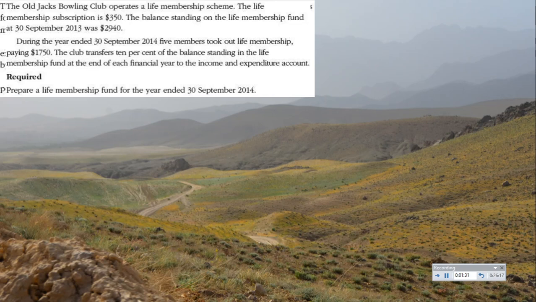The Old Jacks Bowling Club operates a life membership scheme. The life membership subscription is $350. Okay, $350 is the life membership subscription. Means if you pay $350, you are a member for life. The balance standing on the life membership fund at 30 September 2013 was 2940. So you have an opening balance. That is a credit balance. During the year ended 30 September 2014, 5 members took out life membership paying $750. The club transfers 10% of the balance standing in the life membership fund at the end of the financial year to the income and expenditure account. Required: prepare the life membership fund for the year ended 30 September 2014.